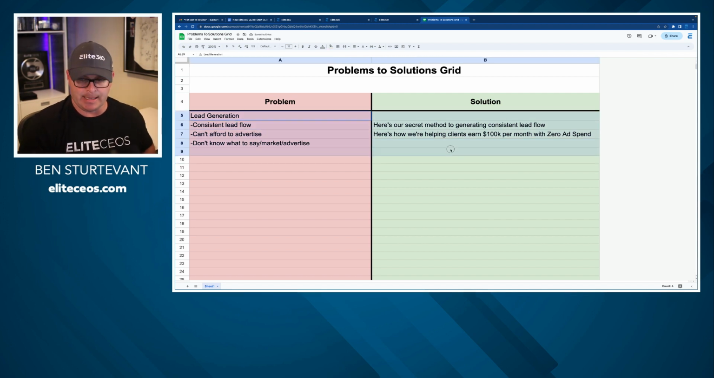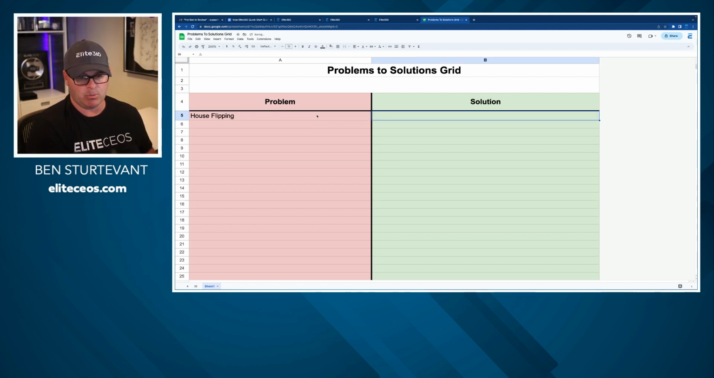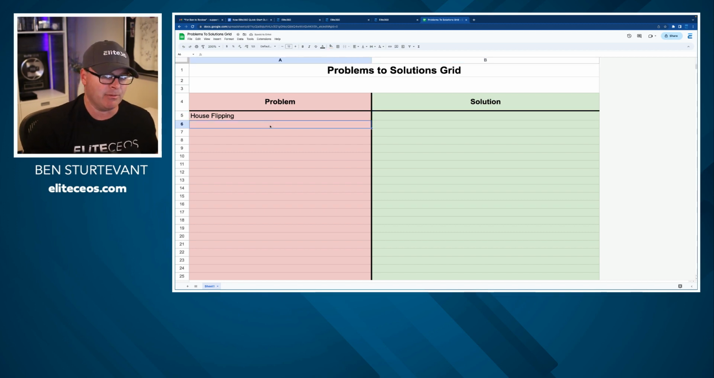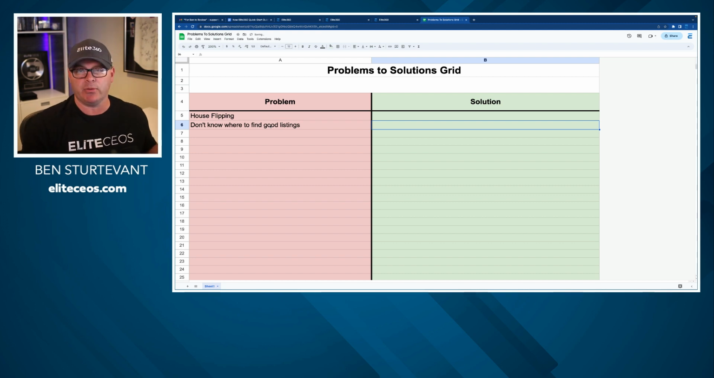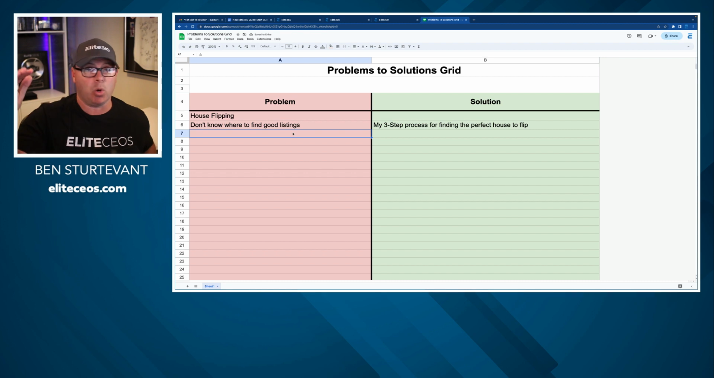Let's look at people who are, let's say you're in real estate, teaching people how to flip houses. What's a problem that they would have? Don't know where to find listings, right? So what would you do? What would you come up with in order to solve that problem? My 3-step process for finding the perfect house to flip, something like that. And you could go on, and you could create a whole series of these.